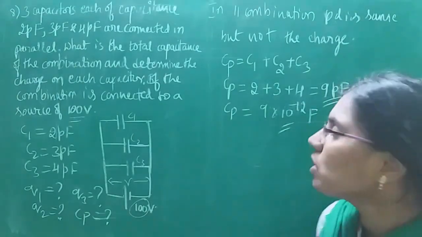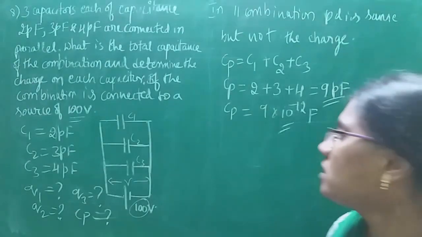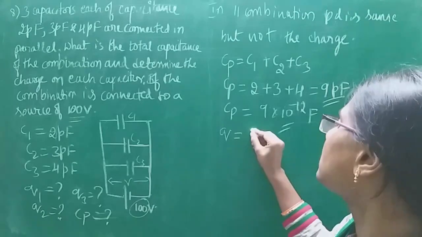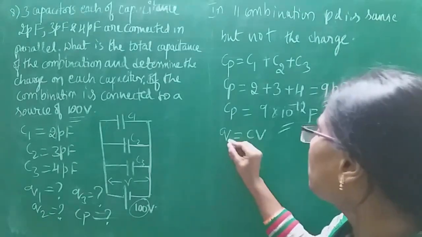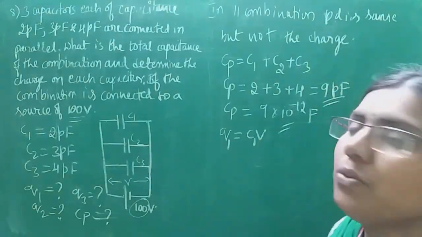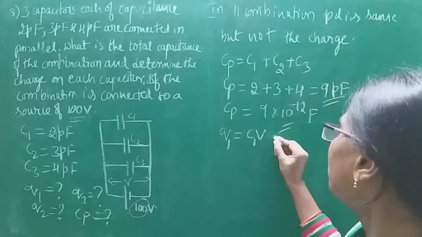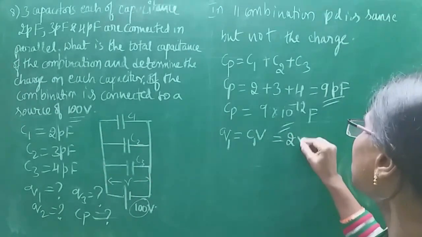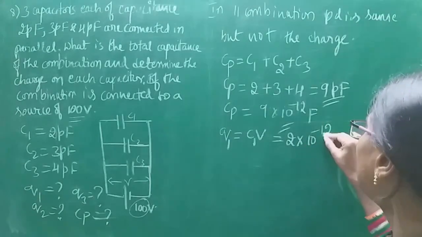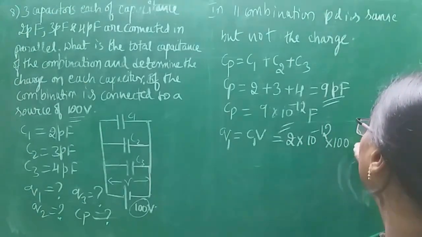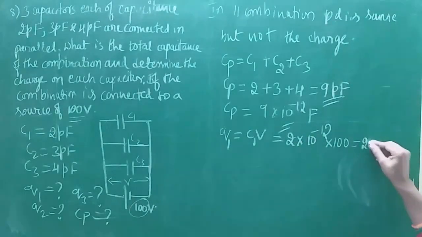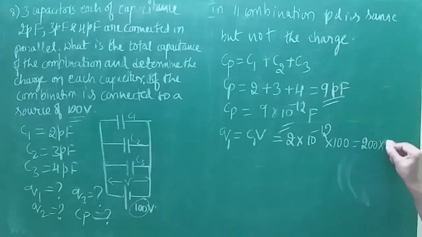And also they ask to calculate the charge. The relationship between charge and the capacitance is Q is equal to CV. So Q1 is equal to C1 into V. Therefore, Q1 is equal to, here C1 means 2 picofarad, so 2 into 10 power minus 12 into V, which is 100 volt. That is 2 into 100 is 200, so 200 into 10 to the power of minus 12 coulomb.